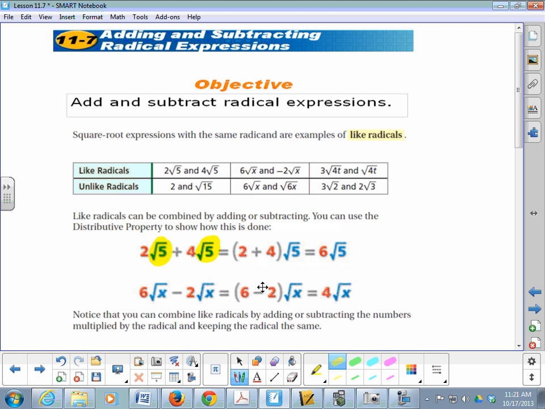Letter B, the second one down here then. We have 6 square roots of x, negative 2 square roots of x. The parts under the radical are the same, so I can add the numbers on the outside together or subtract them, whichever one it may be. So in this case, 6 minus 2 is 4 square roots of x.